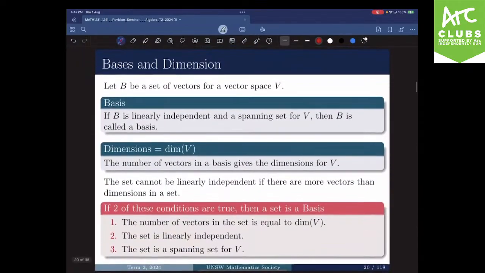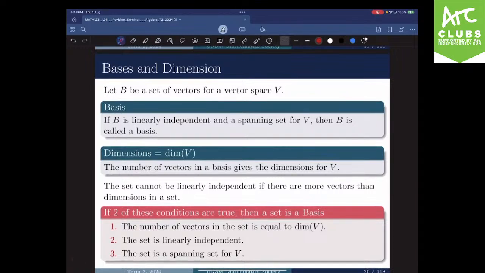So moving on, let's look into bases and dimensions. If B is a set of vectors for a vector space V, and B is both linearly independent and a spanning set for V, then B is called a basis. We denote the dimension as the number of vectors in any basis. The set cannot be linearly independent if there are more vectors than dimensions in the set. That's just another thing to note.